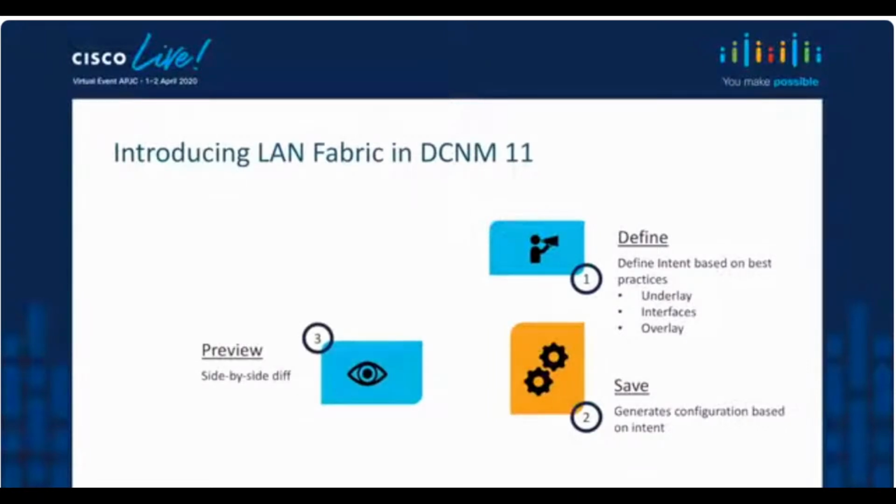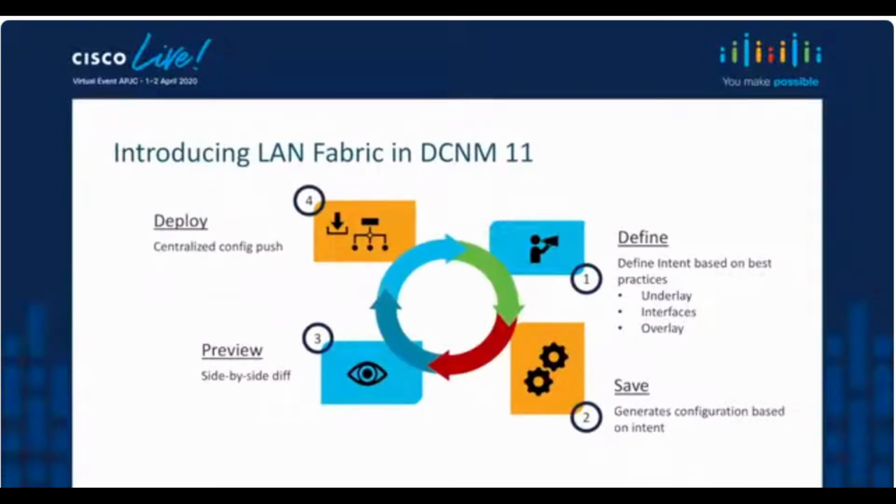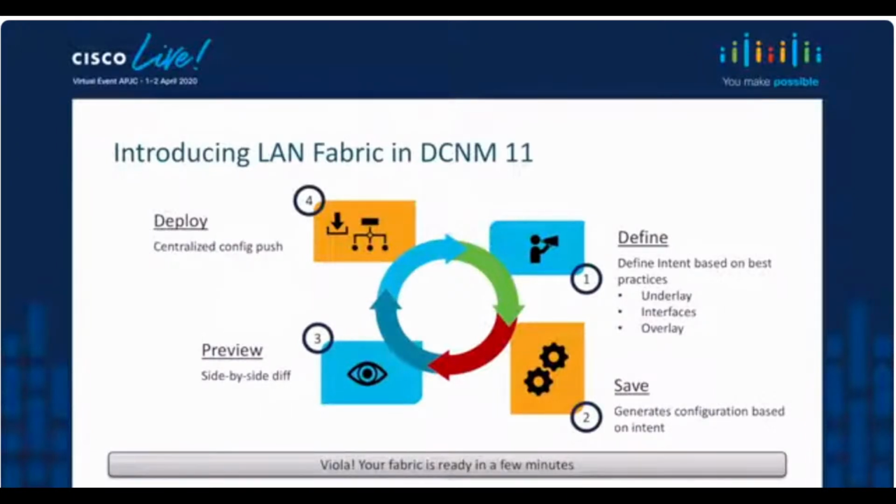Once it generates the complete configuration, you have a full preview with a side-by-side diff between the generated config and what's running on the switch, which is the running config. Once you preview, and if things look okay, you go ahead and deploy your changes. That's step 1, 2, 3, 4, right? That's how you actually use the LAN fabric mode, and pretty much any changes that you'd push would involve these steps. And basically, your fabric is ready in just a few minutes.